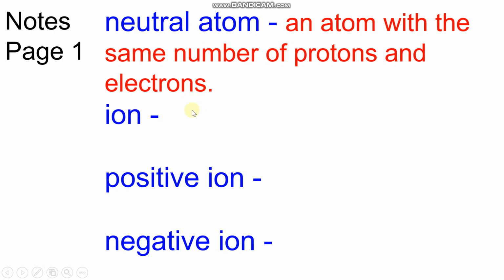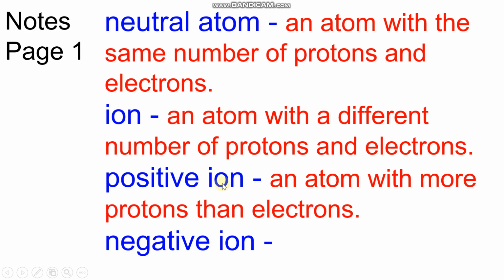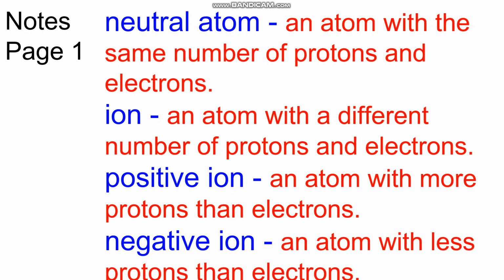Okay, so an ion is going to be just the opposite. That's going to be an atom with a different number of protons and electrons. So if you have more protons than electrons, you'll have a positive charge, and if you have more electrons, you'll have a negative charge. A positive ion is just an atom with more protons than electrons. And a negative ion is just going to be the opposite. It's going to be an atom with fewer protons than electrons, or an atom with more electrons than protons, if you prefer.